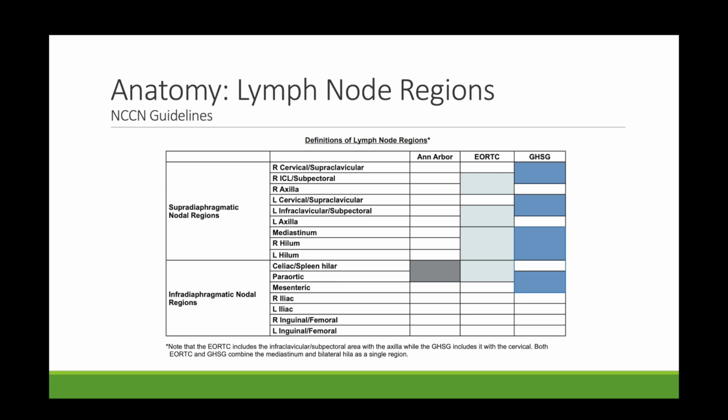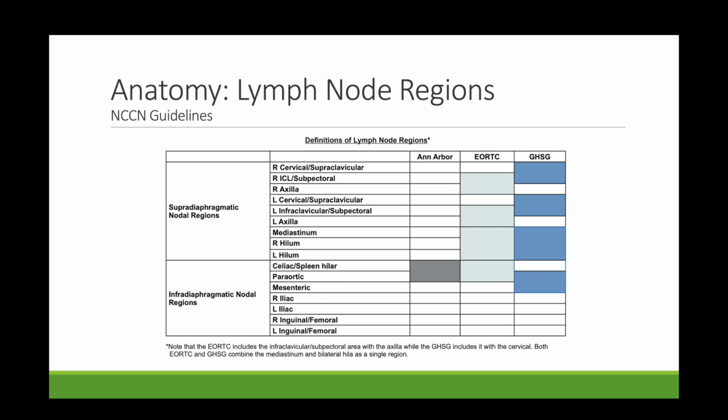The German Hodgkin study group lumps the infraclav nodes with the cervical and supraclavicular nodes. So the German Hodgkin study group is different than EORTC in how they group the infraclav. Remember, Ann Arbor keeps them all separate. EORTC groups the infraclav with the axillary, and German Hodgkin groups the infraclav with the cervical and the supraclav.